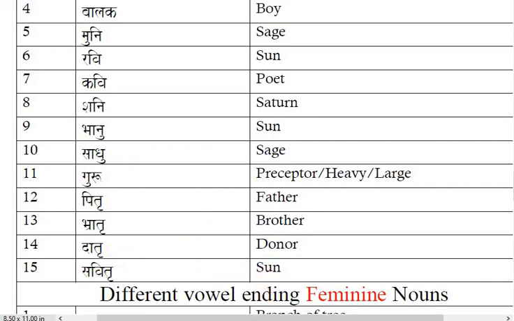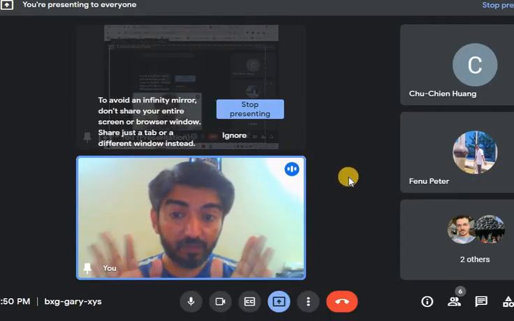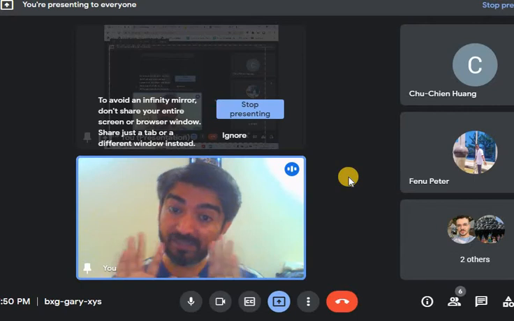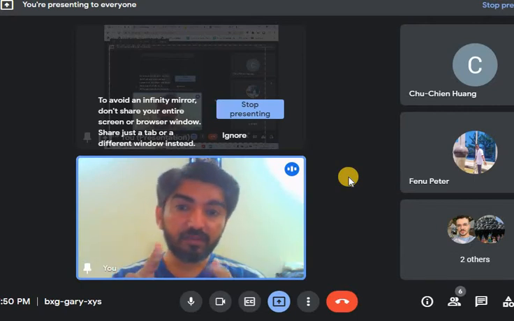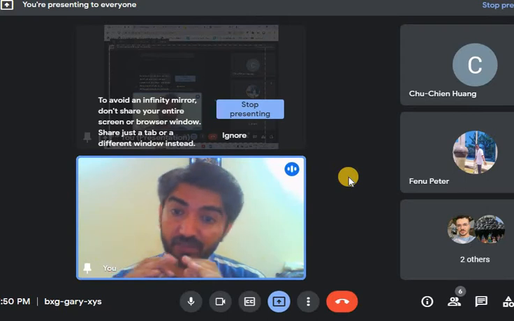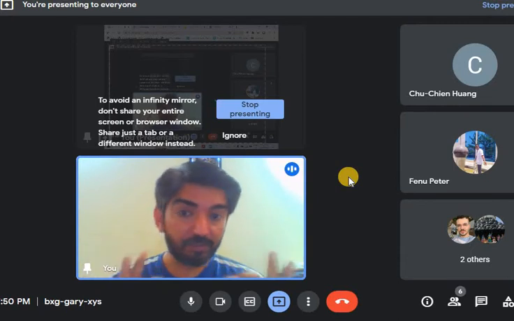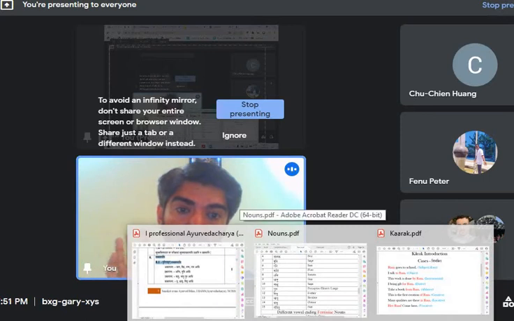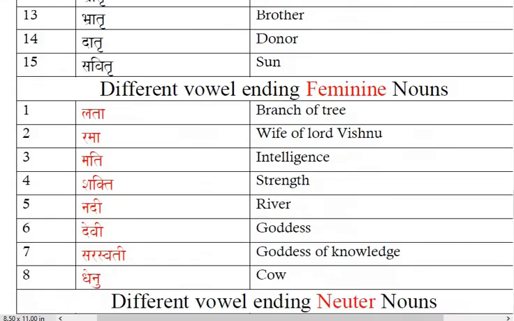So dear students, here you saw different words ending with different vowels, but all these words are masculine. That is fixed. You are not supposed to decide which gender it is. It's already fixed. Right? You should just accept it as it is. Masculine, feminine, neuter. But here the words that I showed are actually masculine words ending with different vowels. Let us see some feminine words ending with different vowels.